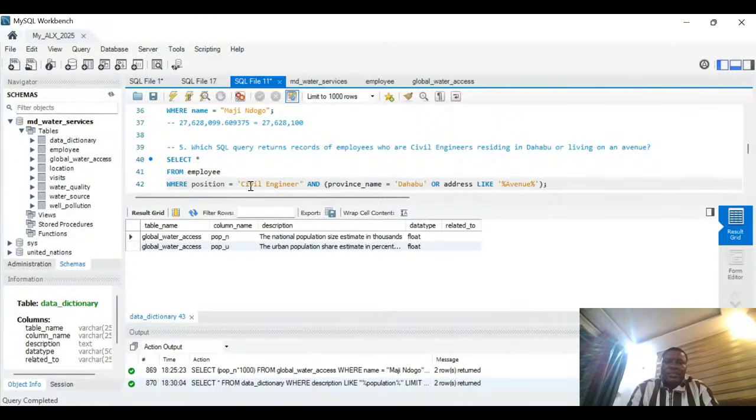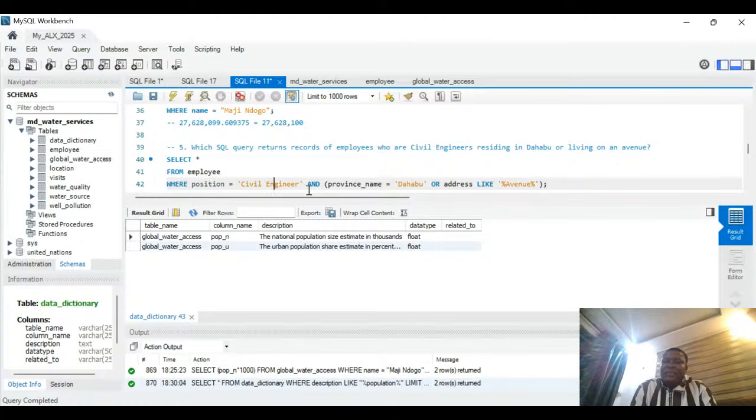Now, this is what we have, but we are also told of other conditions, and one of them may have to be right. In SQL, when we are given two conditions and one may have to be right for us to proceed, we use the OR operator. But if both have to be correct, we use the AND operator. So by the question, the position should be civil engineer.